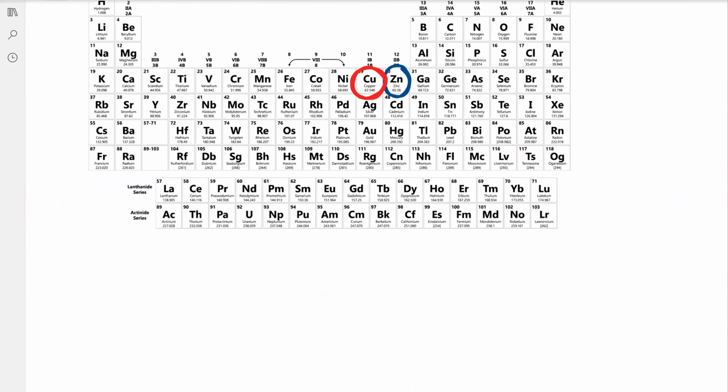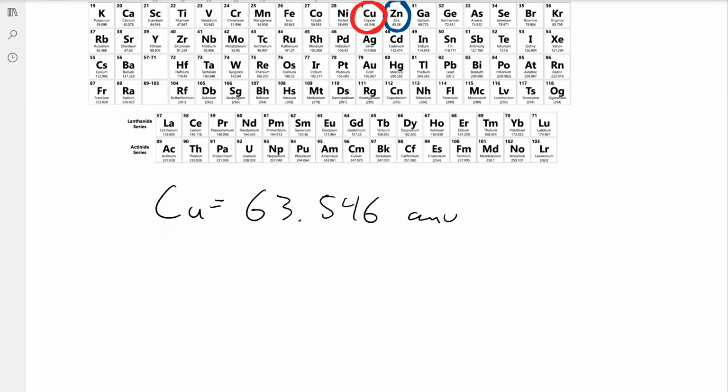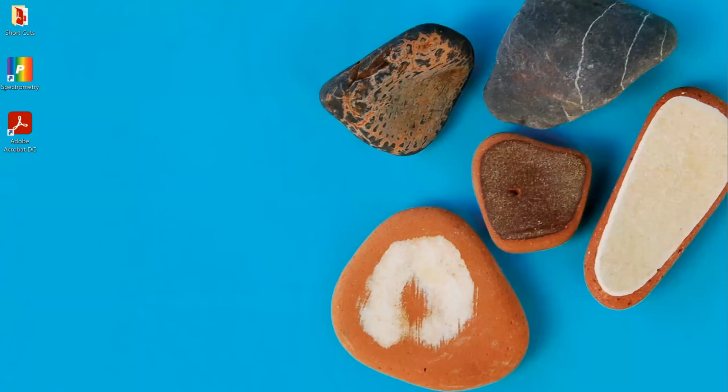So for copper, remember that we counted this already. We said it was 63.546 AMU, atomic mass units. Well, these atomic mass units are the same as the molar mass. So it weighs out 63.546 grams per mole, right? And again, this is known as the molar mass, often abbreviated as a capital M.